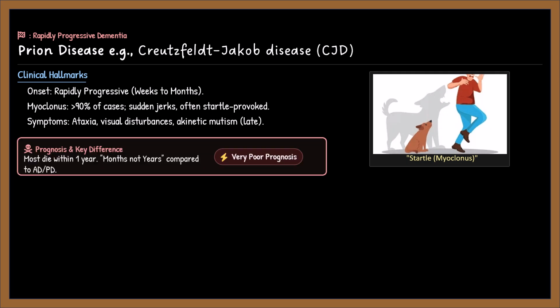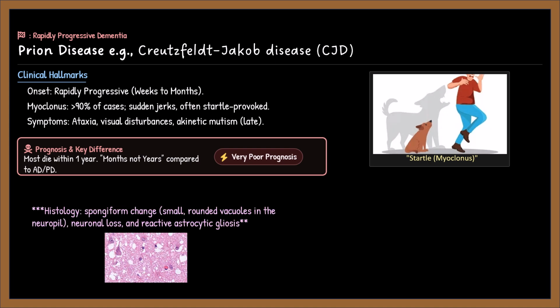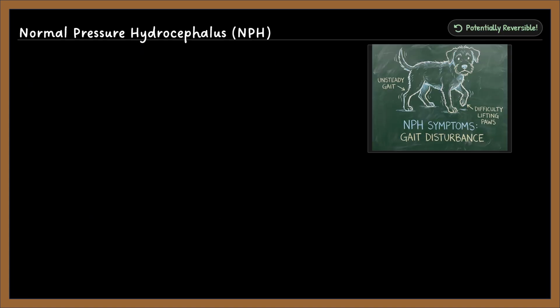Now, the prognosis for this is incredibly poor. Most people will die within a year. You do need to know histology for this disease. So the histology will show spongiform change, which is small, rounded follicles in the neuropil, neuronal loss, and reactive astrocytic gliosis. I have a picture here, but again, you need to look up several pictures so you can recognize it on the exam. Next is normal pressure hydrocephalus, or NPH.